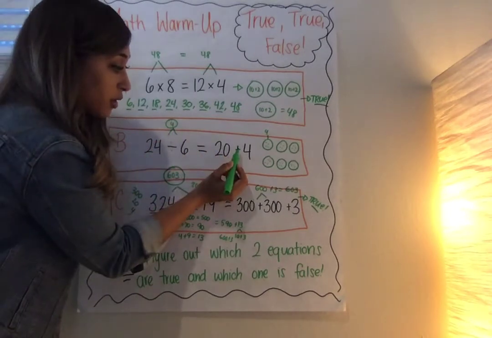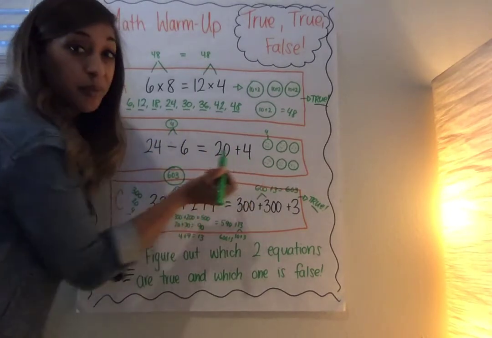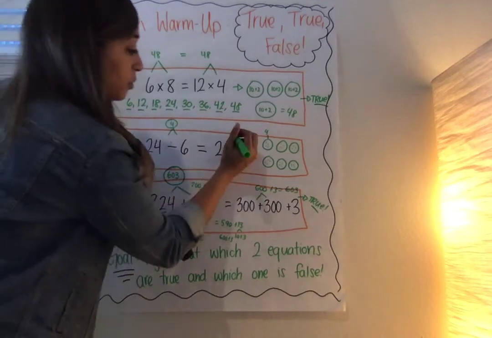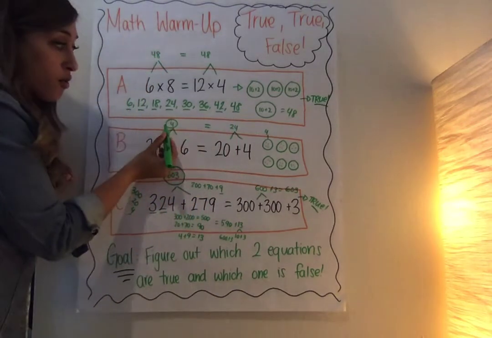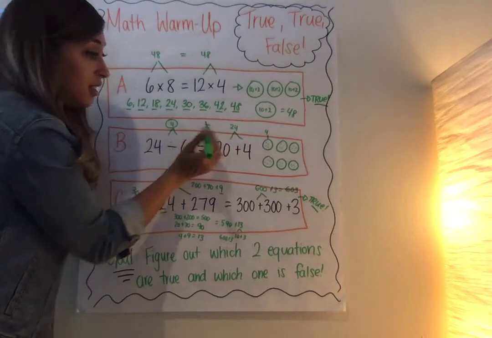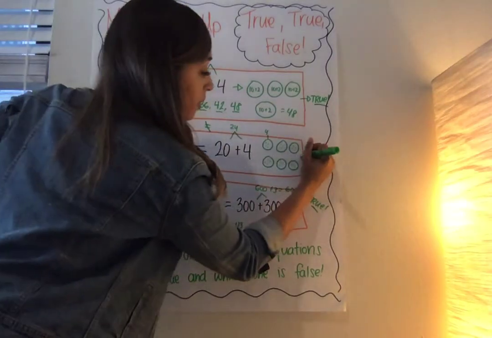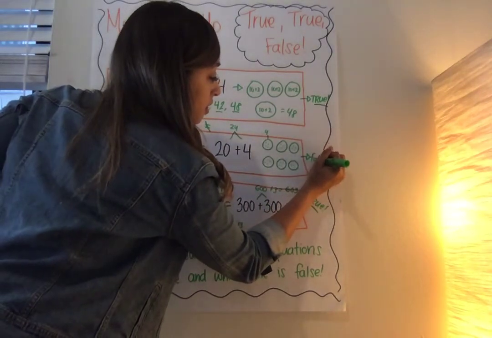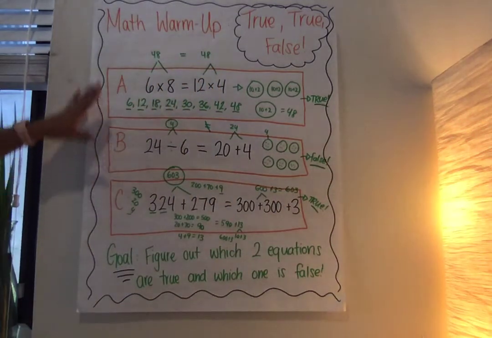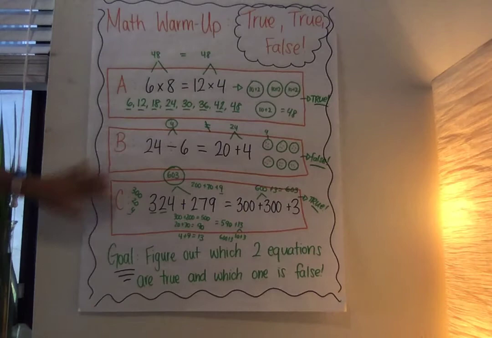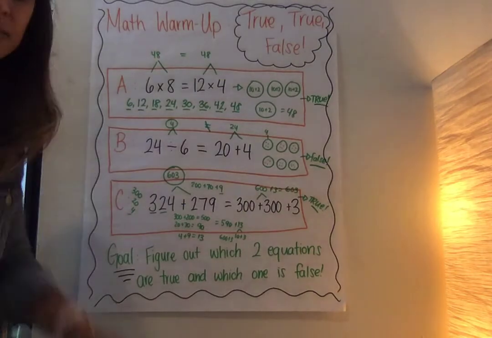Now I need to work over here. 20 plus 4, pretty easy mental math. 20 plus 4 is going to give me 24. And I know that 4 does not equal 24. So this is my one that is false. Okay, so I was able to solve A, B, and C. I know that B is the one that's false.